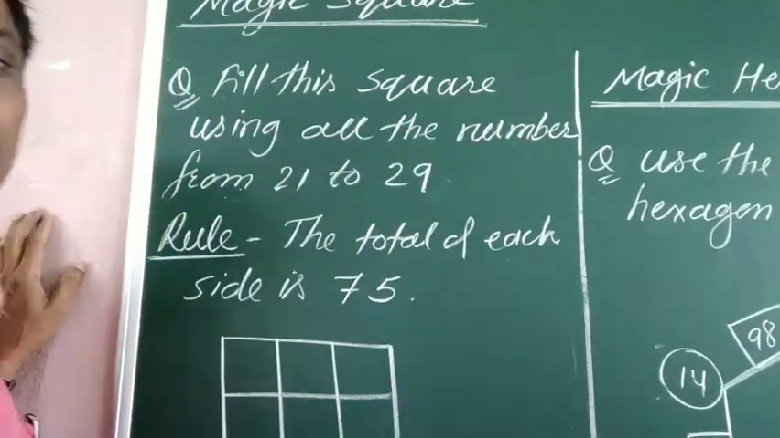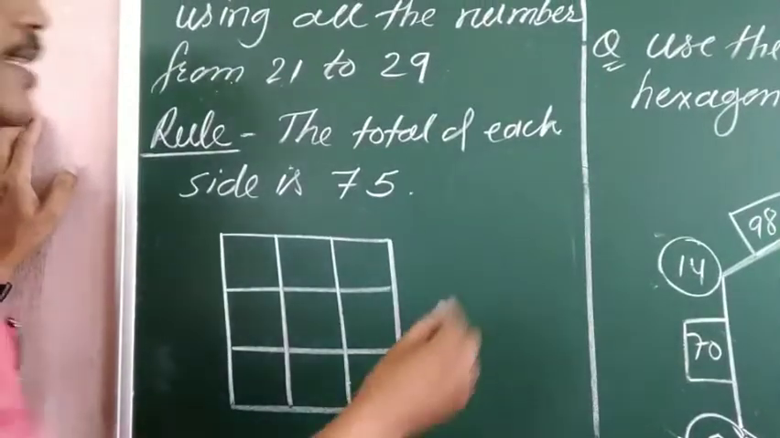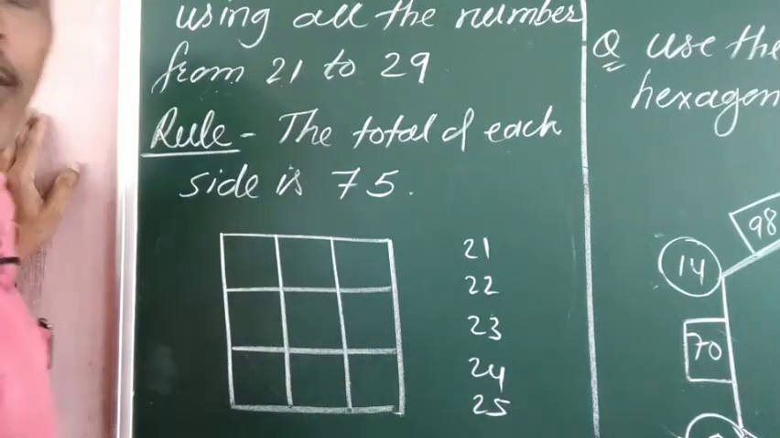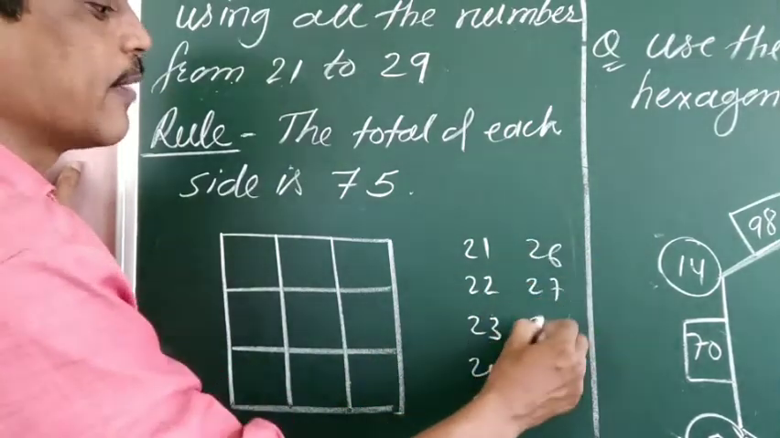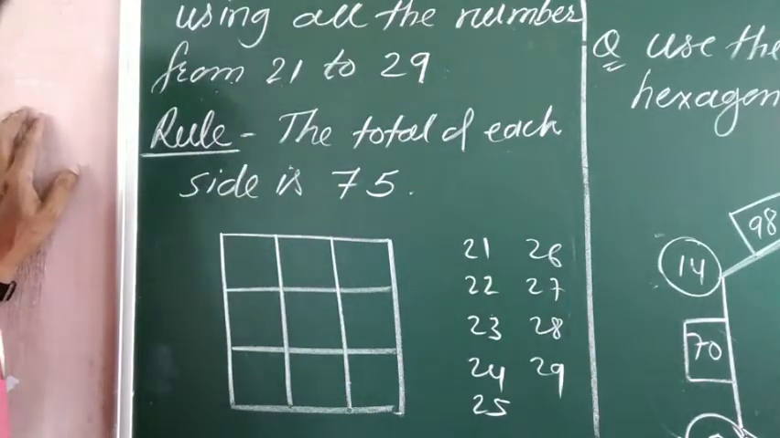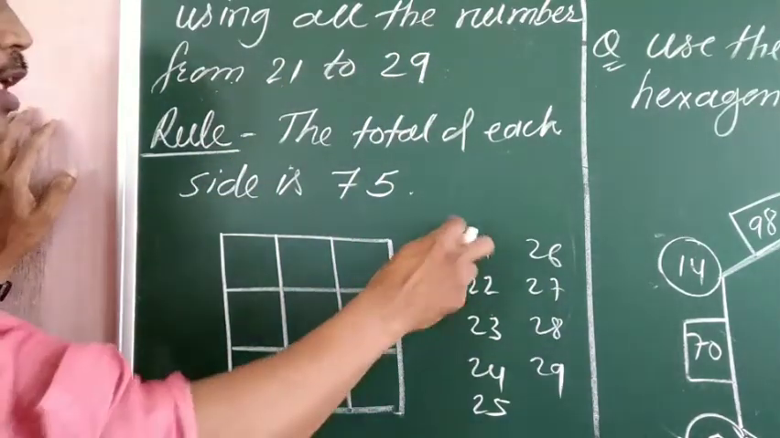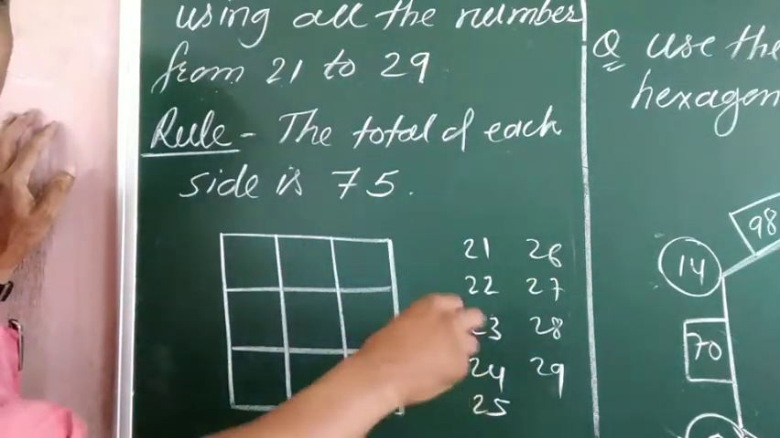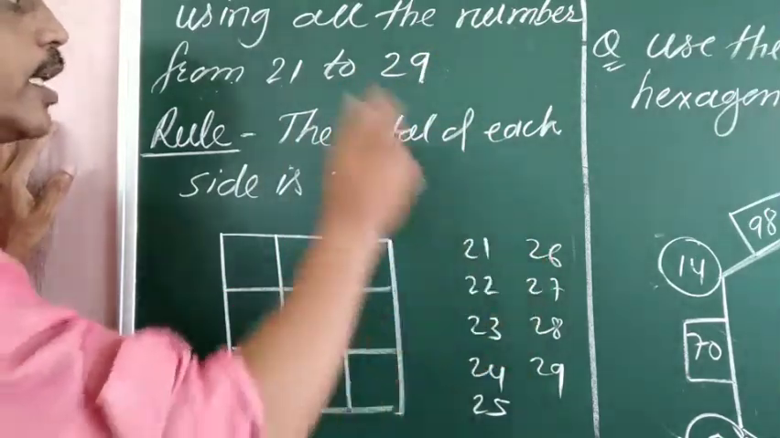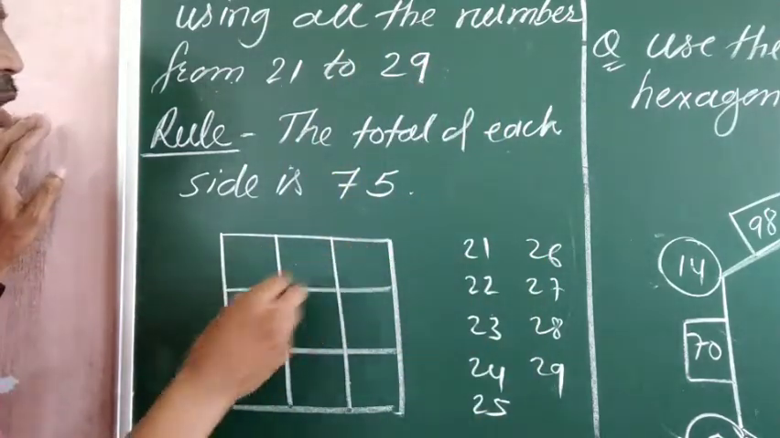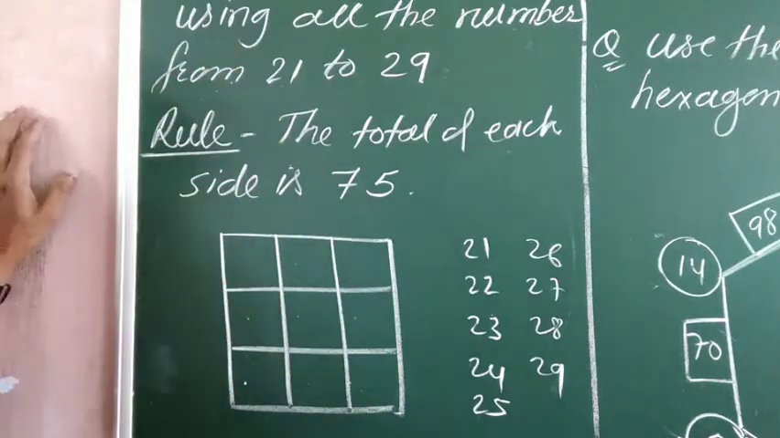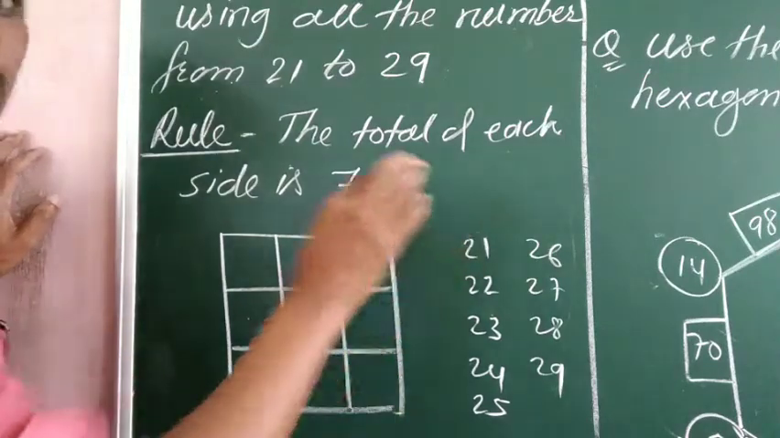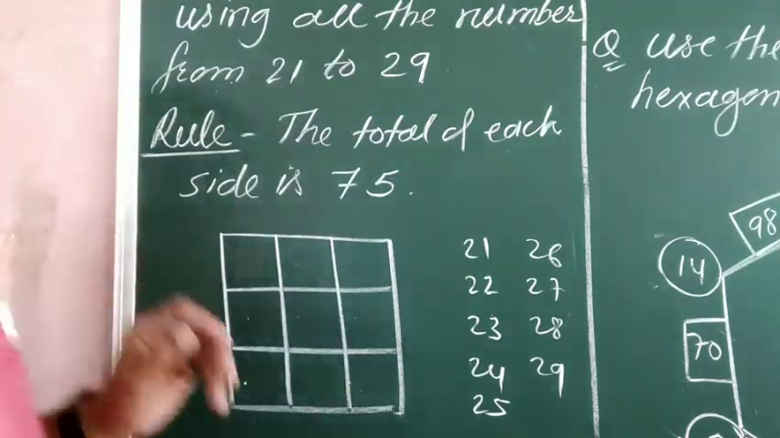So how many numbers are there from 21 to 29? These are 21, 22, 23, 24, 25, 26, 27, 28 and 29. These are the 9 numbers from 21 to 29, and these are the 9 small boxes. Now we have to put one number in one box. No number should be repeated and no box should be left without a number.